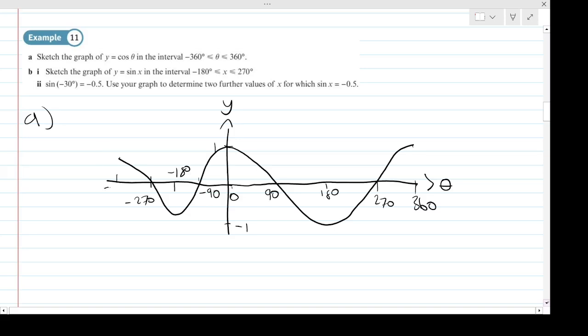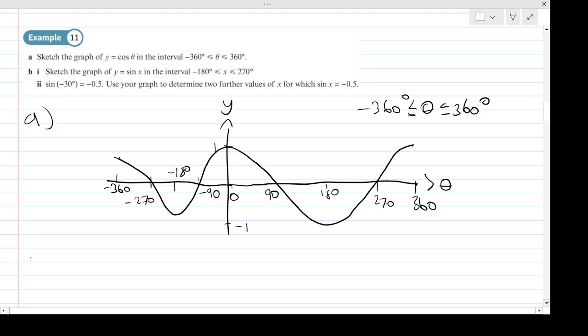At minus 360 there. So that's the graph between minus 360 and 360. Okay, so do make sure you understand that inequality, which tells you the range of values you consider for the angle. Right, so that's the graph then.